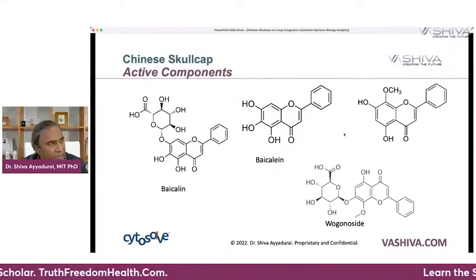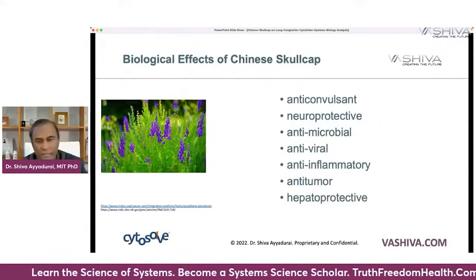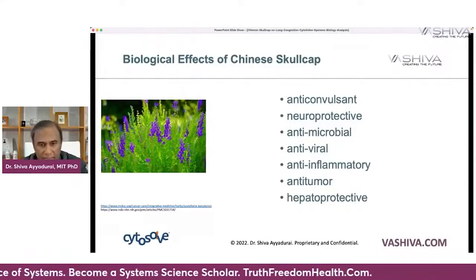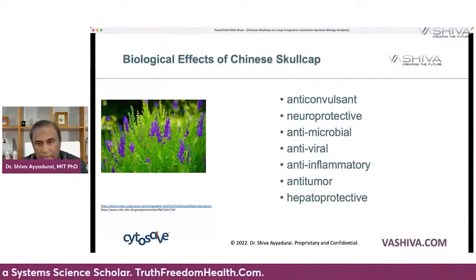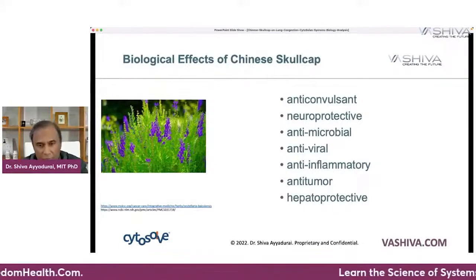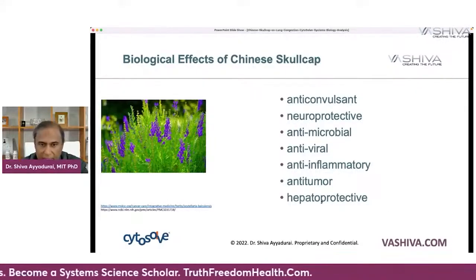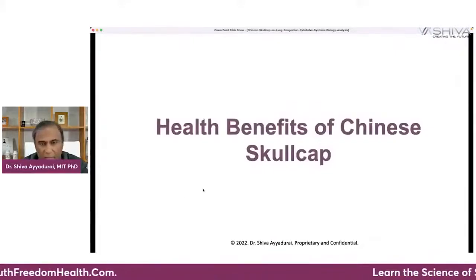But here are the active components of Chinese skullcap. So what are the biological effects of Chinese skullcap? It's an anticonvulsant, right? And that's very, very important where you're trying to stop a cough or you're trying to stop something in your congestive issues that are going on. It's a neuroprotector. It's antimicrobial, anti-inflammatory, anti-tumor, and hepatoprotective. So you can look at it, has these 7 different biological effects, but it also has some health benefits too.